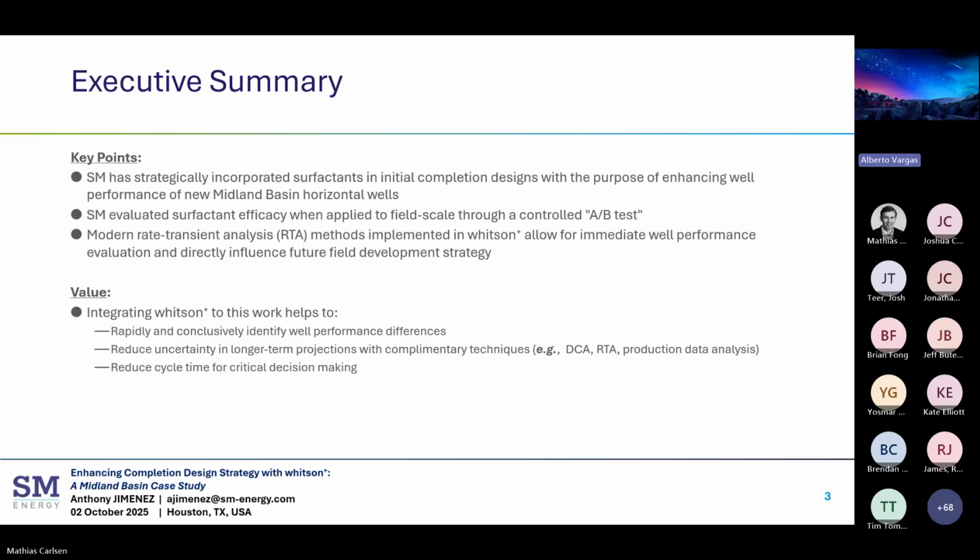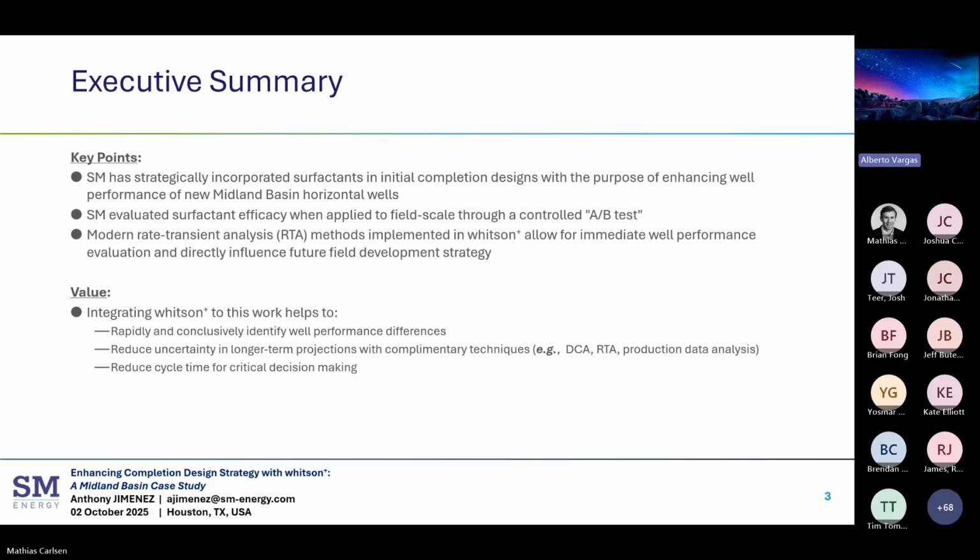In a presentation of this format, I think it's nice to start with an executive summary, so we can have a good idea of where this presentation is going to go. Put simply, at a high level, SM Energy over the past 18 months or so has begun strategically testing and incorporating surfactants in our initial completion design. This is all with the aim of improving our well performance for new horizontal wells in the Midland Basin.